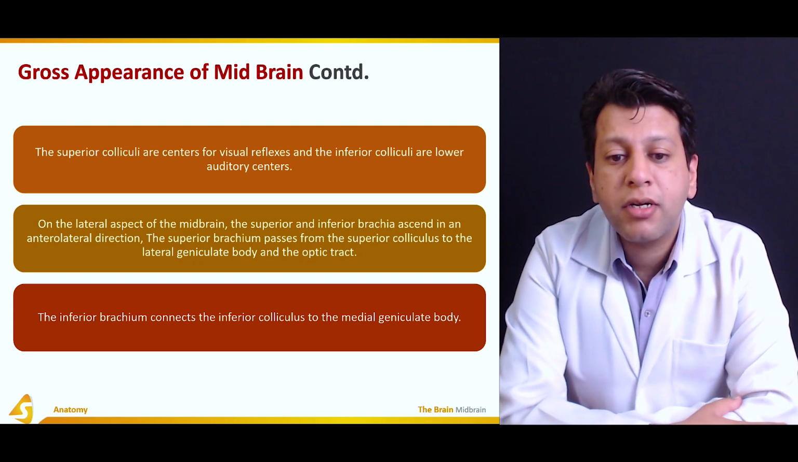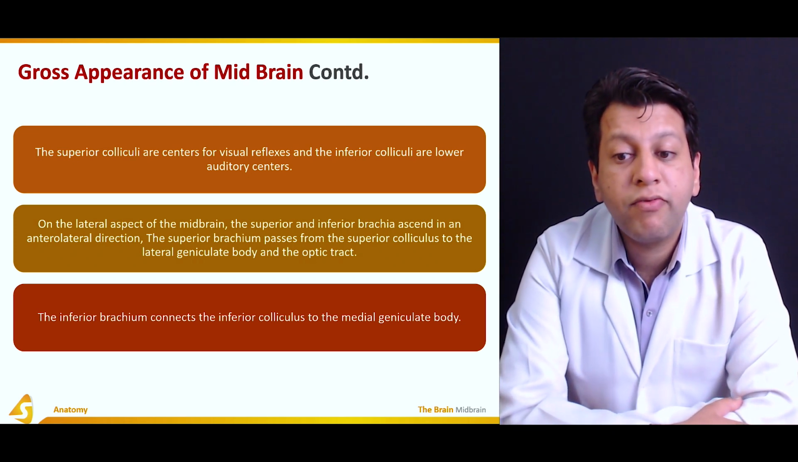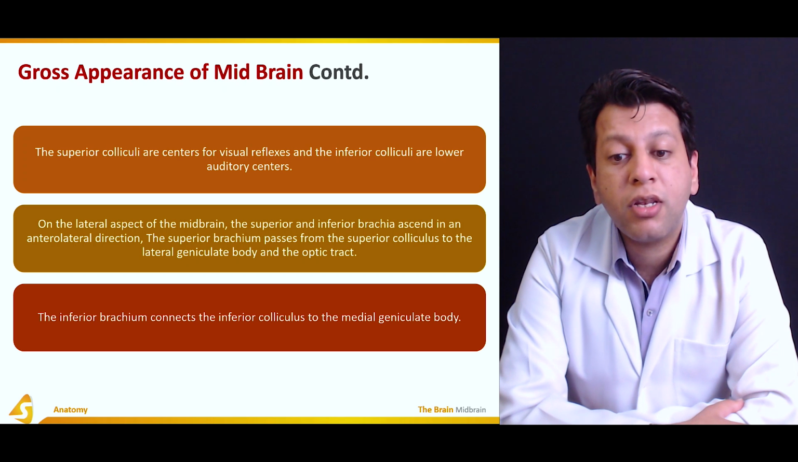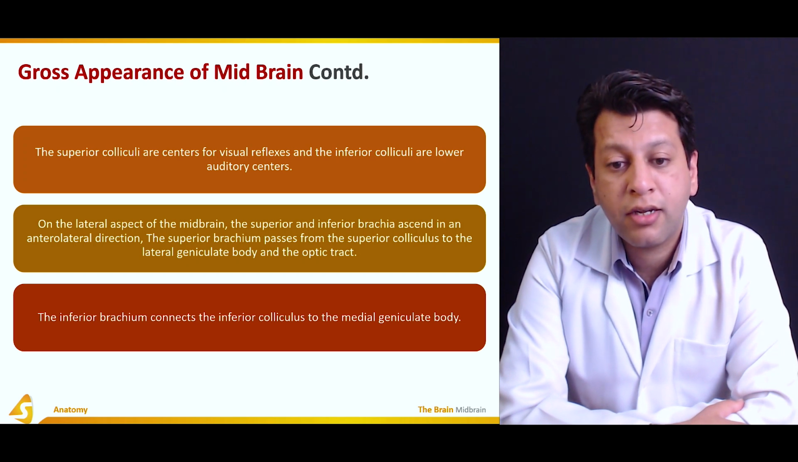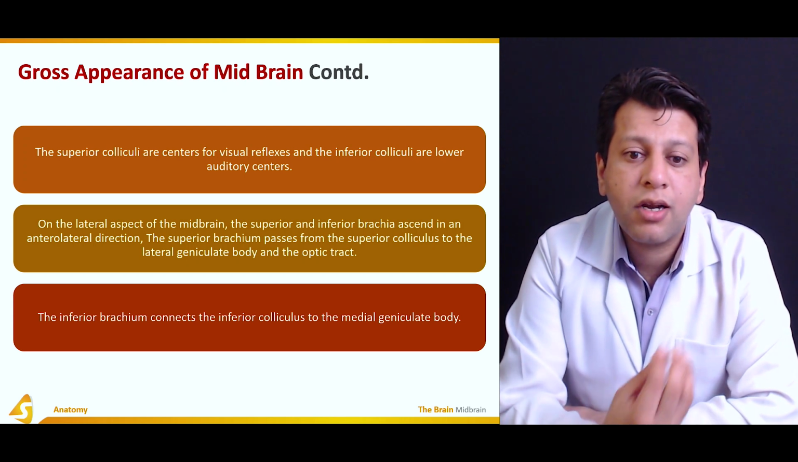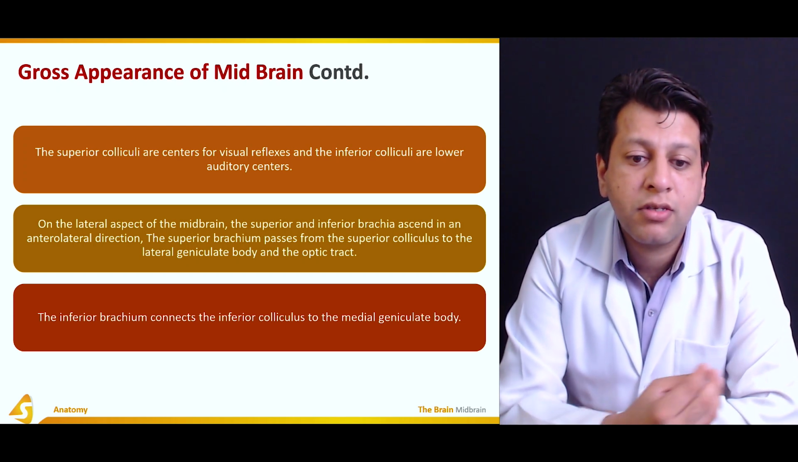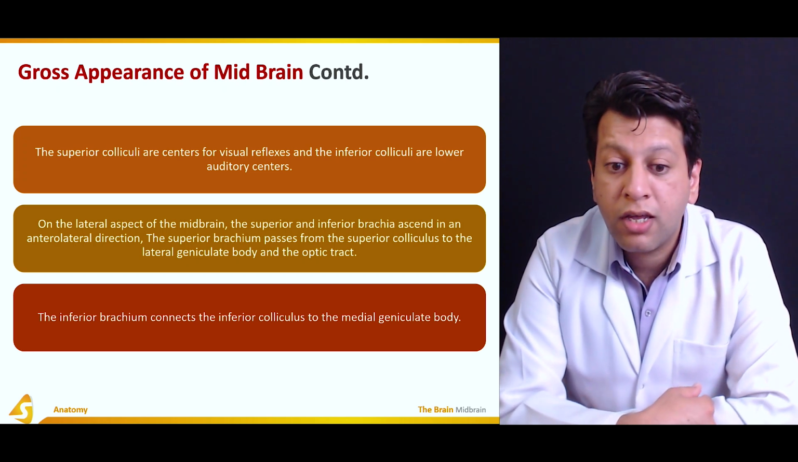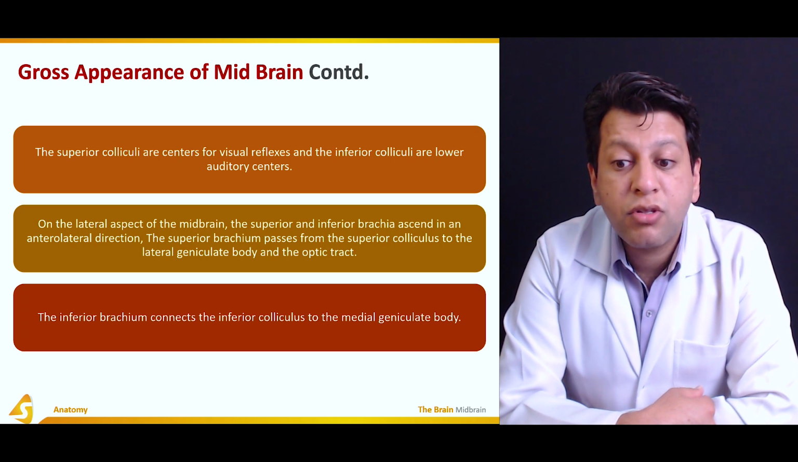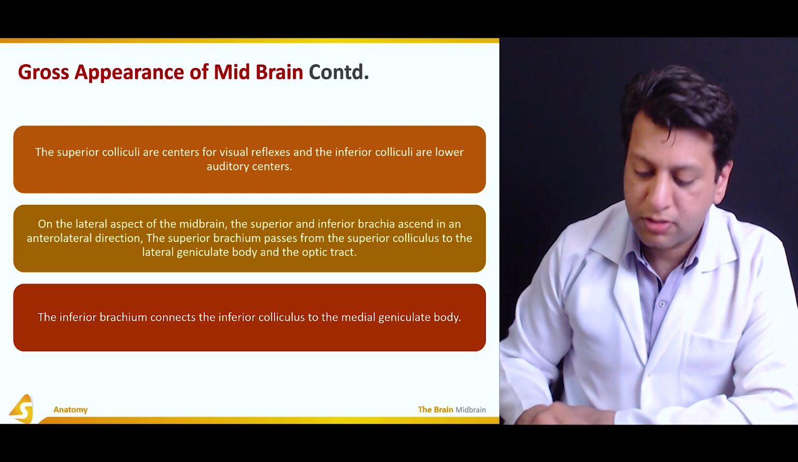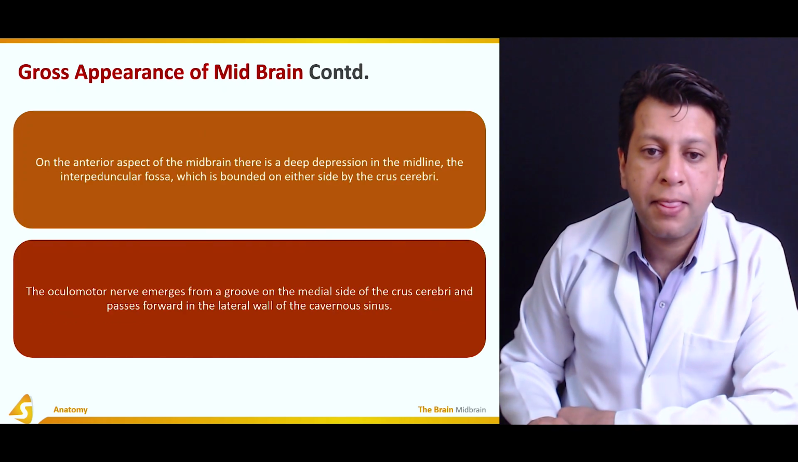On the lateral aspect of the midbrain, the superior and inferior brachia ascend in an anterior lateral direction. The superior brachium passes from the superior colliculus to the lateral geniculate body and the optic tract, and that is why the superior colliculi have connection to the optic tract, so they are mainly concerned with the visual reflexes. Then there's an inferior brachium, which is the fibers arising from the inferior colliculi, which connects the inferior colliculus to the medial geniculate body, which has a role in the auditory centers and reflexes as well.